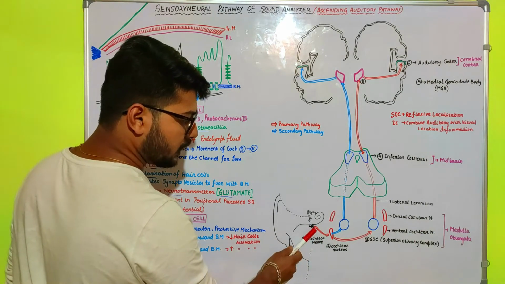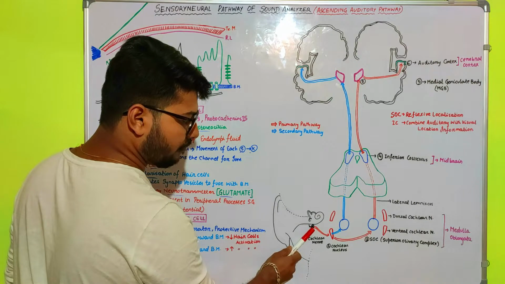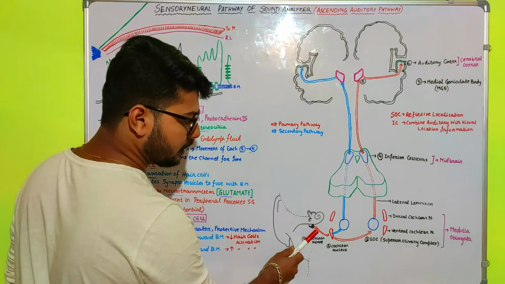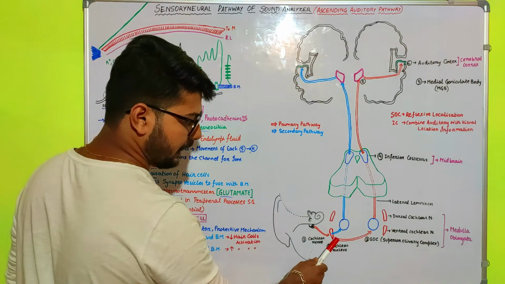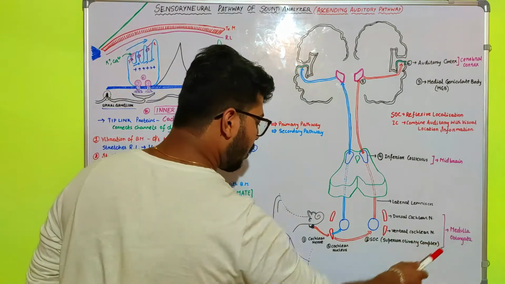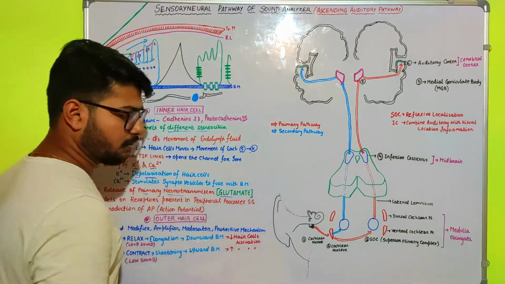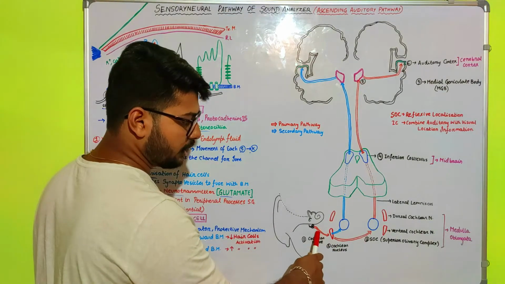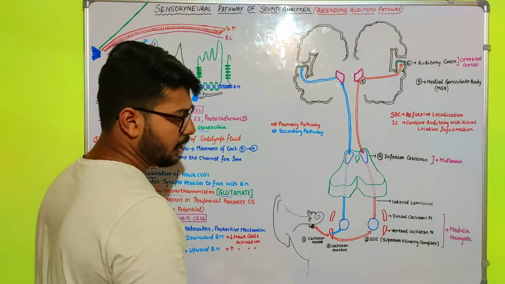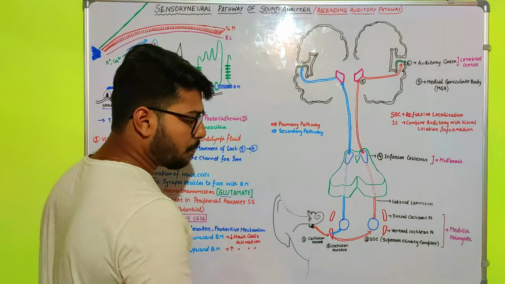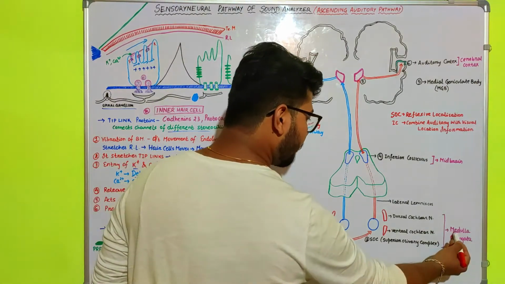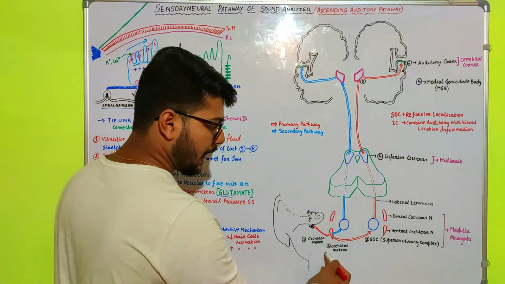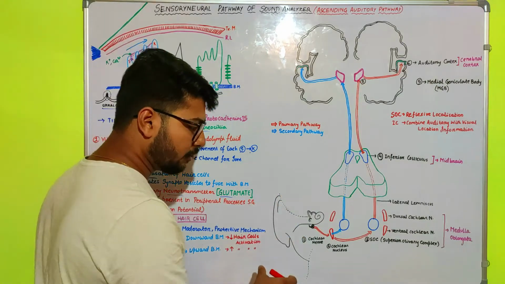So the sound information is going to travel from the spiral ganglion to the next structure that is present in the medulla oblongata through this cochlear nerve. So what is the next structure where the next synapse is going to be made? This nerve fiber is going to make the next synapse at the medulla oblongata at this cochlear nucleus.